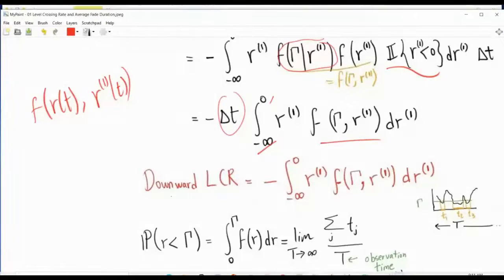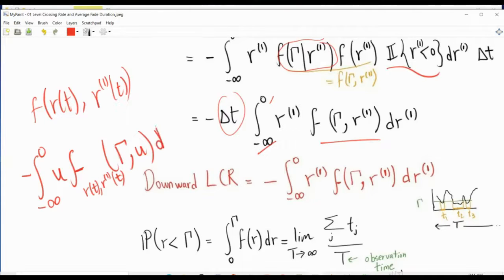So it is an integral. You can write it like this. Okay, so let me write it in another way. It is the integral from minus infinity to 0 of, you can call this any dummy variable of integration, so this is u, and this is the joint distribution. So let's write it here. So joint over, it's of R of t, R1 of t, of gamma u du.